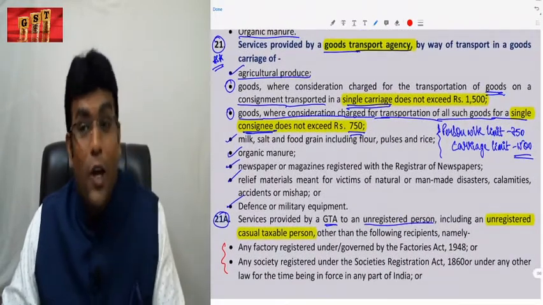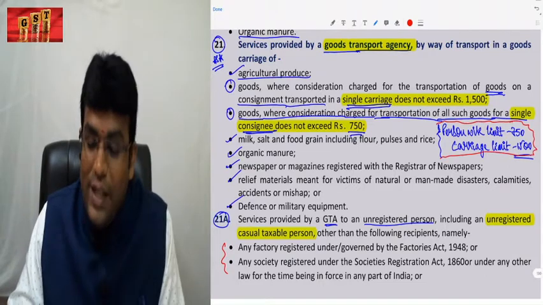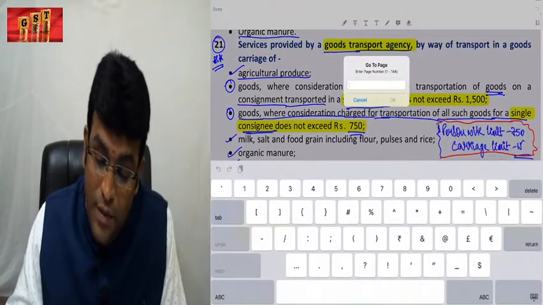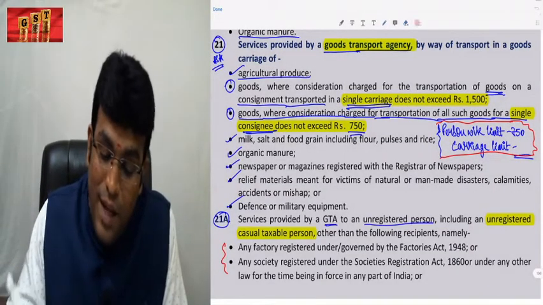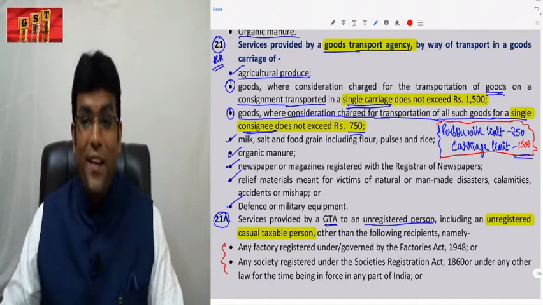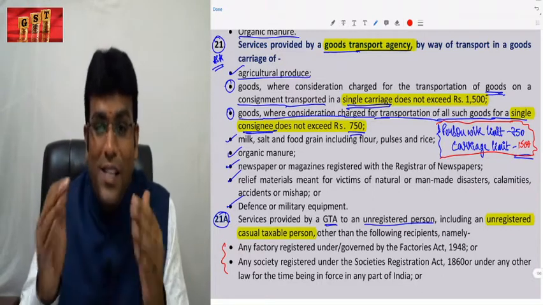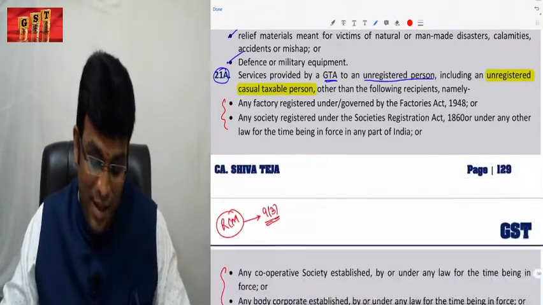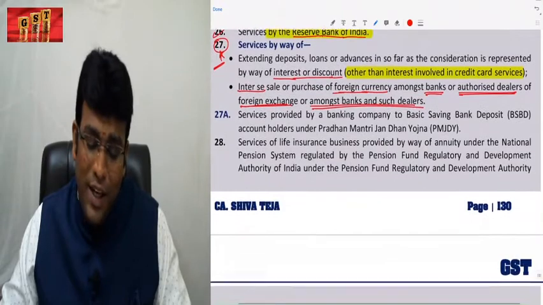21st point, we spoke a lot about the story of person wise limit is 750, carriage wise limit is 1500, for which already I gave a good number of examples, my dear friends, and I hope we remember those examples where person wise, otherwise consignee wise limit is 750 and carriage wise limit is 1500. Then 21B also done. 23, 24, lot of points we completed already.